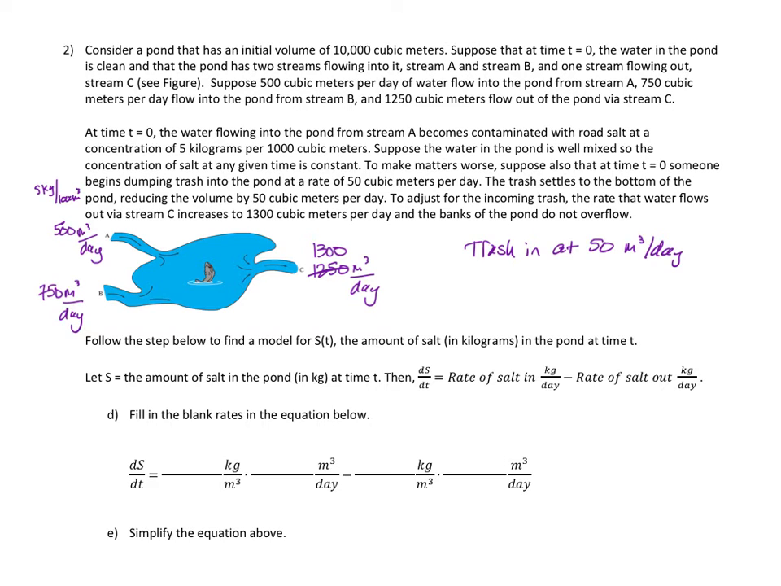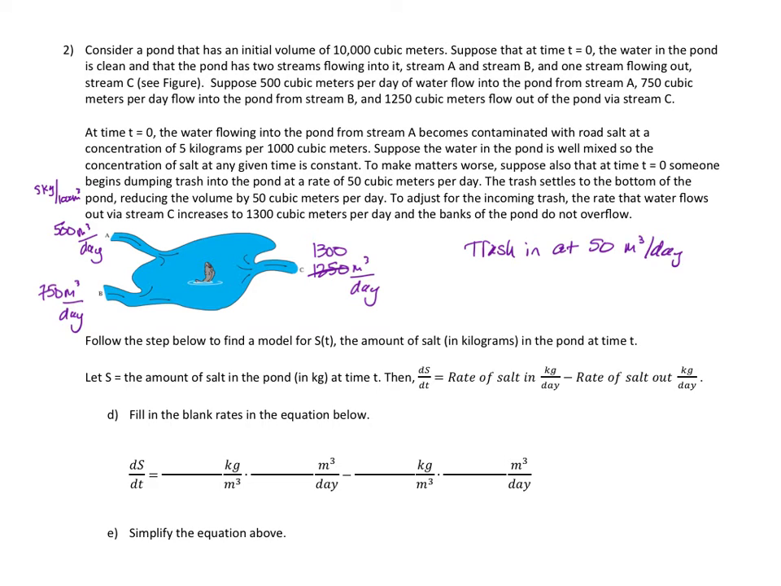So S will be the amount of salt in the pond in kilograms at time t. And so dS/dt is the rate of salt coming in minus the rate of salt going out, both measured in kilograms per day.